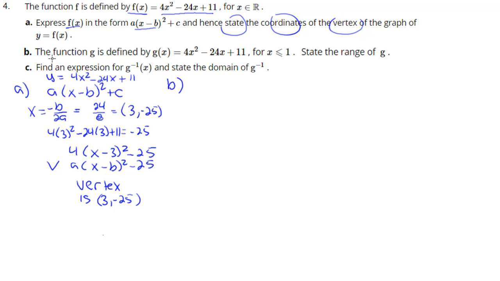All right, now for b. The function now has a different domain. The domain is going to be less than or equal to 1. So keep in mind, here's our vertex, 3, negative 25. And then we're going to go 3, 2, 1. Our x's are going to go down. And where this meets up, we have a point on our graph, 1, something. That's going to be the smallest possible y value because this goes up forever.